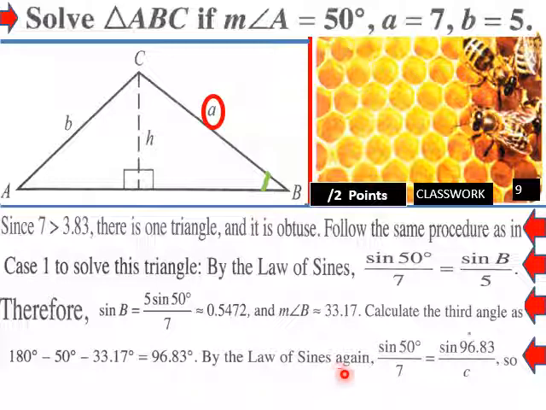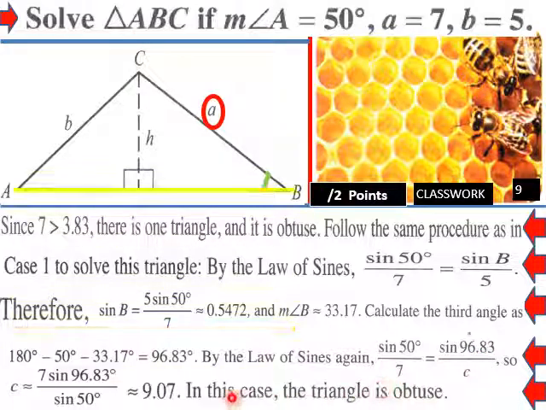By the law of sines again, we can check it. Sine 50 over 7 will equal sine 96.83 over c. So when we come up with that, c will equal 9.07. In this case, the triangle is obtuse, because of this angle here, it is definitely an obtuse triangle. And we come up with this side length here of c.